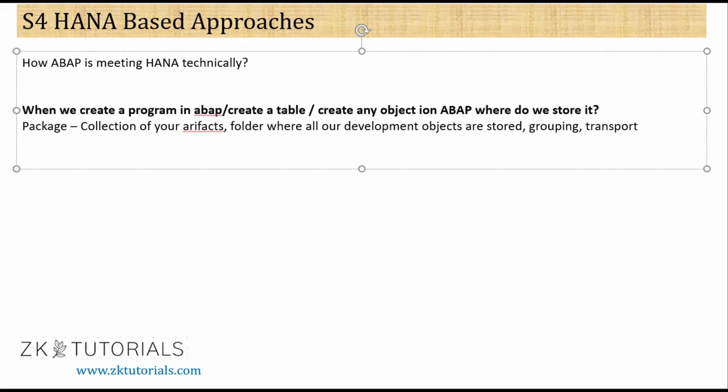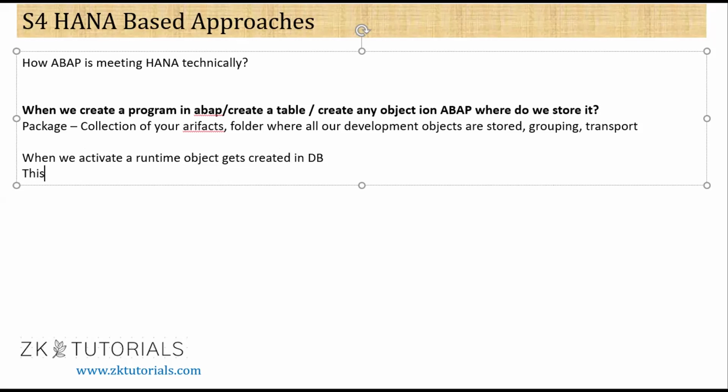I will show you why I'm telling you these core topics again here. When we activate any object, a runtime object gets created in the DB. Where will it be created? It will be created in the underlying database. On which database are we working? Our third layer of the three-tier architecture. So what is a design time object?